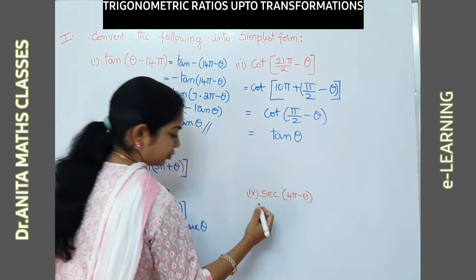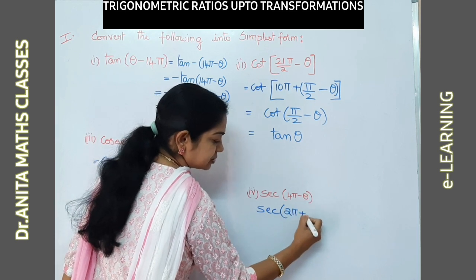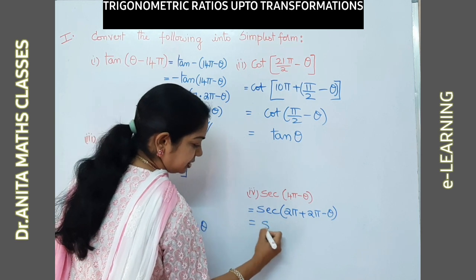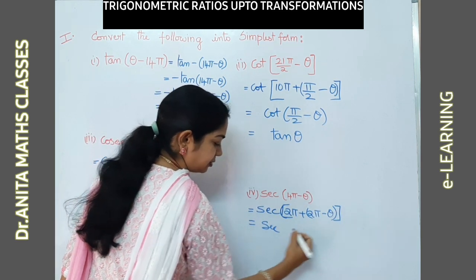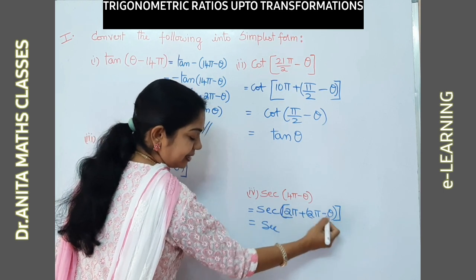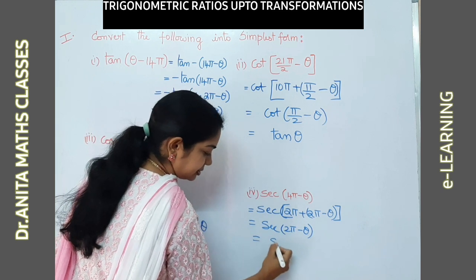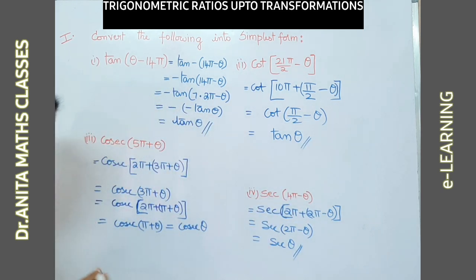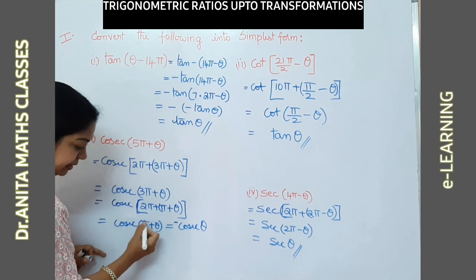Now coming to the fourth one, we can write this as secant of (2 pi plus 2 pi minus theta). So this comes to secant of, you can keep this as a square bracket also, 2 pi plus theta, so that is 2 pi minus theta. Again this comes to secant theta. So likewise we can easily find out. Please pause the video and note it down. Let's see the next problem. There is a minus here because this is pi plus theta.